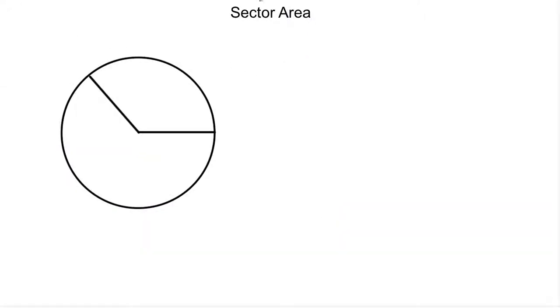We can also find the sector area. The sector is this portion here. It's the slice of a pie, basically. That's what a sector is. A sector is a portion of the pie. So when we cut a pie, how big is the slice? What is the area of that slice? That's what the sector is.